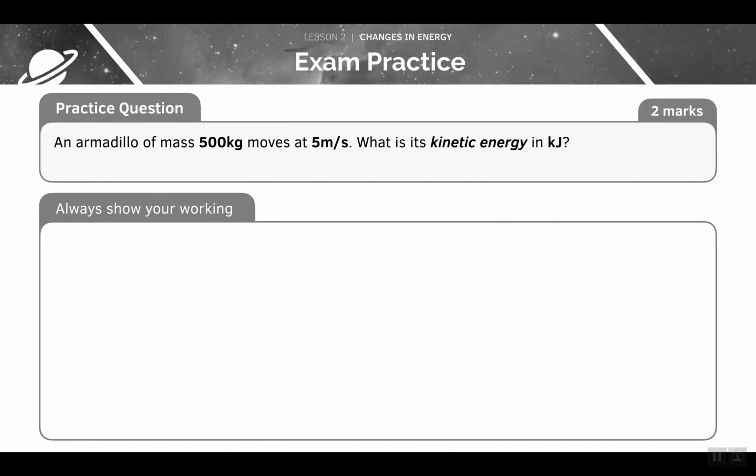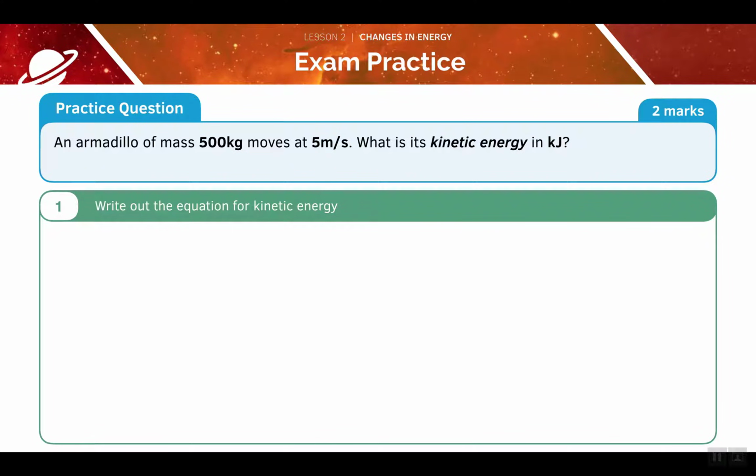We're now going to apply this equation to an exam question. Take a minute to pause the video now and attempt it, then we'll go through it step by step. Okay, so our first step will be to look at the kinetic energy equation. As we've just seen in this section, this will be KE equals a half mv squared.